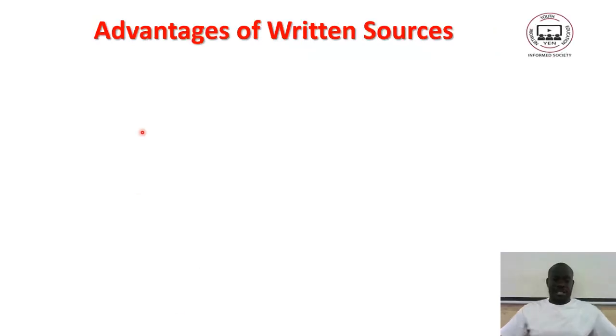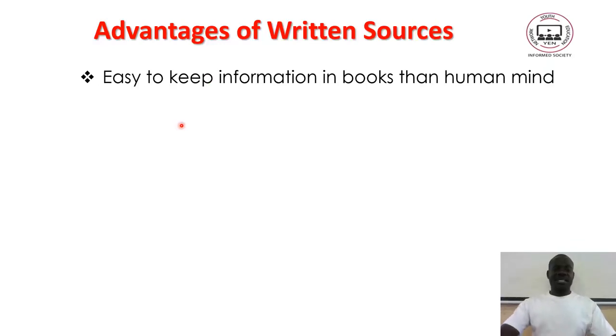What are the advantages of the written sources of history? Number one, it is easy to keep in books than in the human mind. As we have said, there is oral source whereby information is kept in your mind, in your brain. But with this one, information written in books is easier to keep than in the mind, because the mind, you feed it a lot of things and it's easy for you to forget.